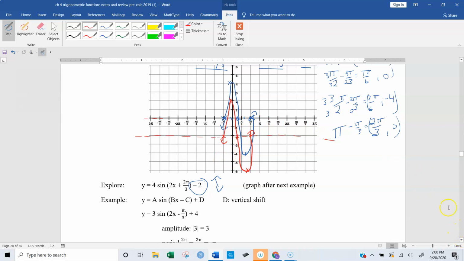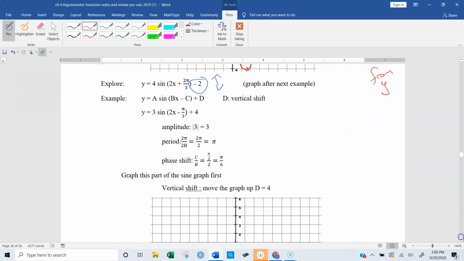Okay, if you want to do it mathematically, you subtract 2 from the y values. All right, this is just reminding you what everything does. A is an amplitude. B is how you find your period. Bx minus c is your phase shift. D is your vertical shift up and down.